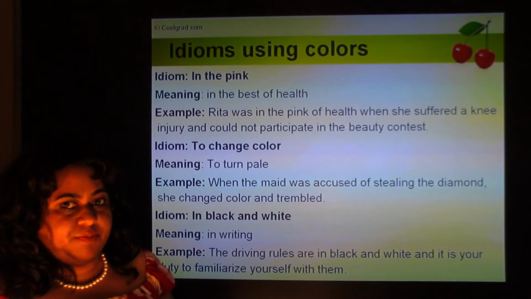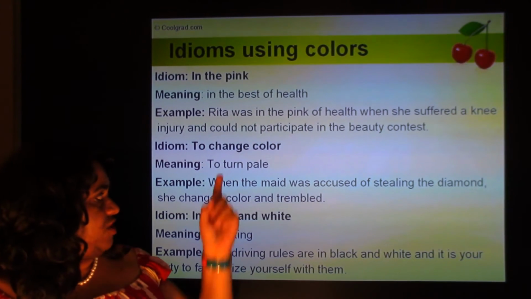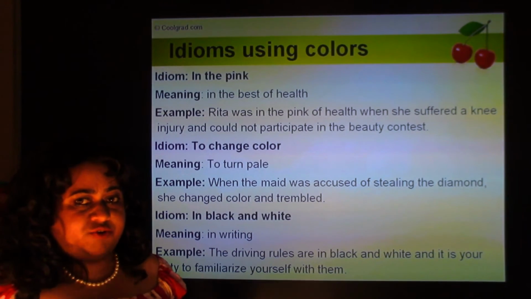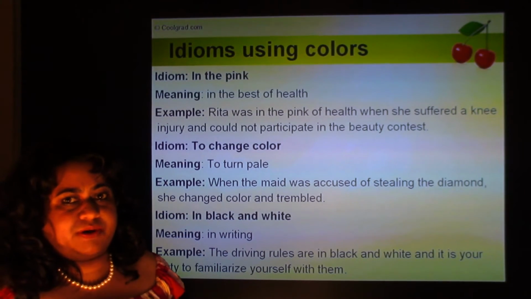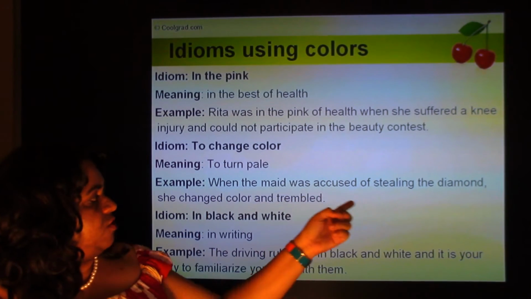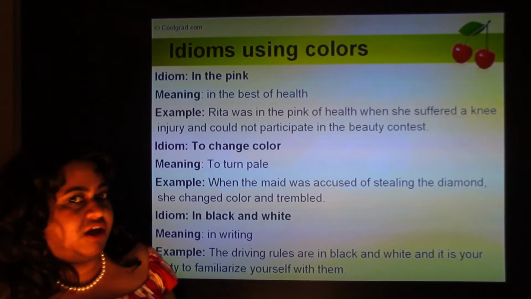So it may not be obvious when you look at the idiom, right? To change color. You can change from one color to any other color, but it usually means to change color to pale yellow. That's what it means. When the maid was accused of stealing the diamond, she changed color and trembled.